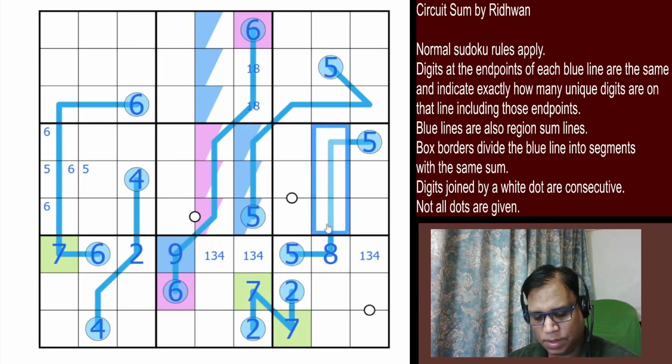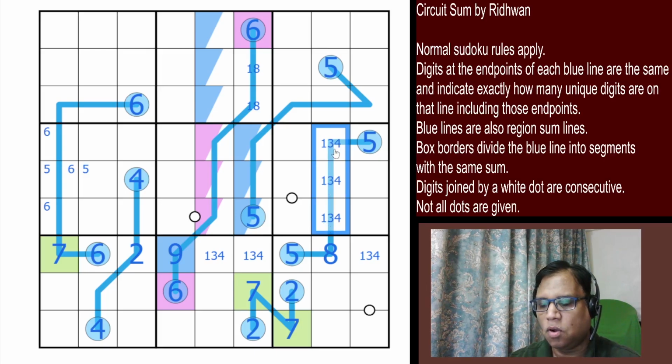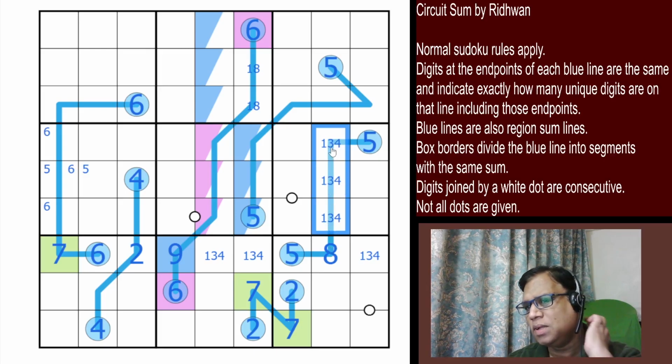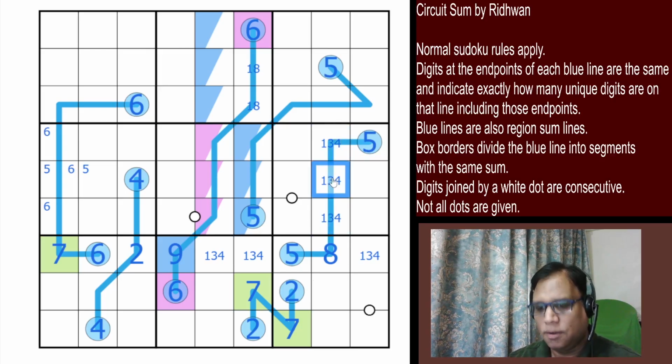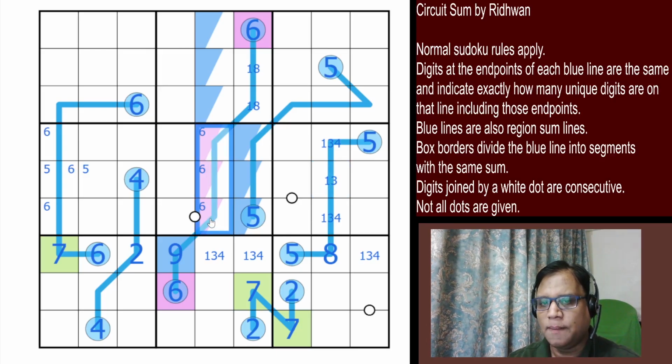8 means this must be 1 3 4 now, right? Because the only two ways to create 8 in 3 cells is 1 3 4 or 1 2 5. But 5 is already there, so this must be 1 3 4, and 4 is not here by Sudoku. Now these digits also we can figure out, right? We know that 6 is definitely there. So when 6 is definitely there, this cannot be 1 8, it cannot be 3 6, it cannot be 4 5, this must be 2 7, so this must be 2 6 7.